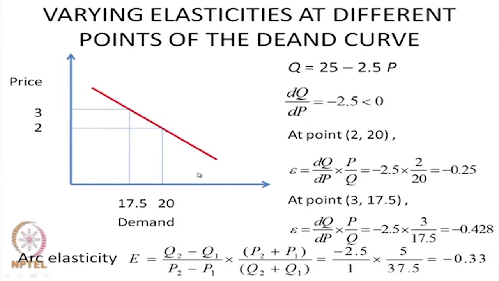Now, suppose that we consider a substantial change from 2 to 3. It is actually a 50% change. From 2 to 3, the change delta x is 3 minus 2, which is 1, divided by 2, which is a 50% change. Now, if there is a 50% change in price, this is considered substantial, and for such a substantial change, we should not apply the concept of point elasticity. Instead, we should use our arc elasticity concept.